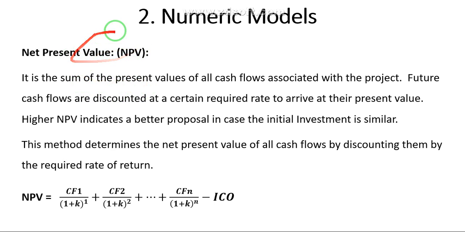For example, so that you understand better, let me give you an example: a project named XYZ, the future value or cash flow of this project is 1 lakh rupees with the discount rate of 10% for 1 year. So how much would be the net present value?